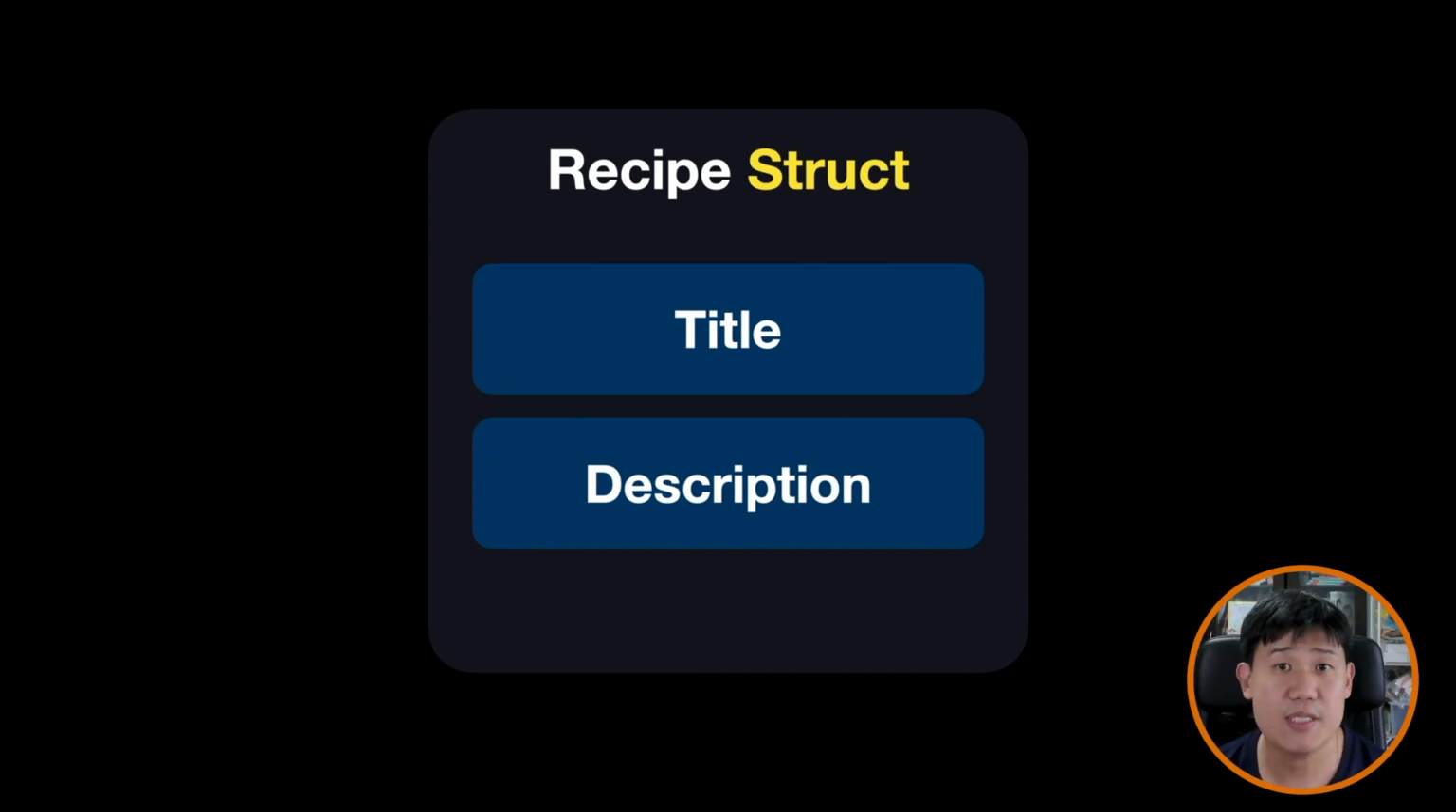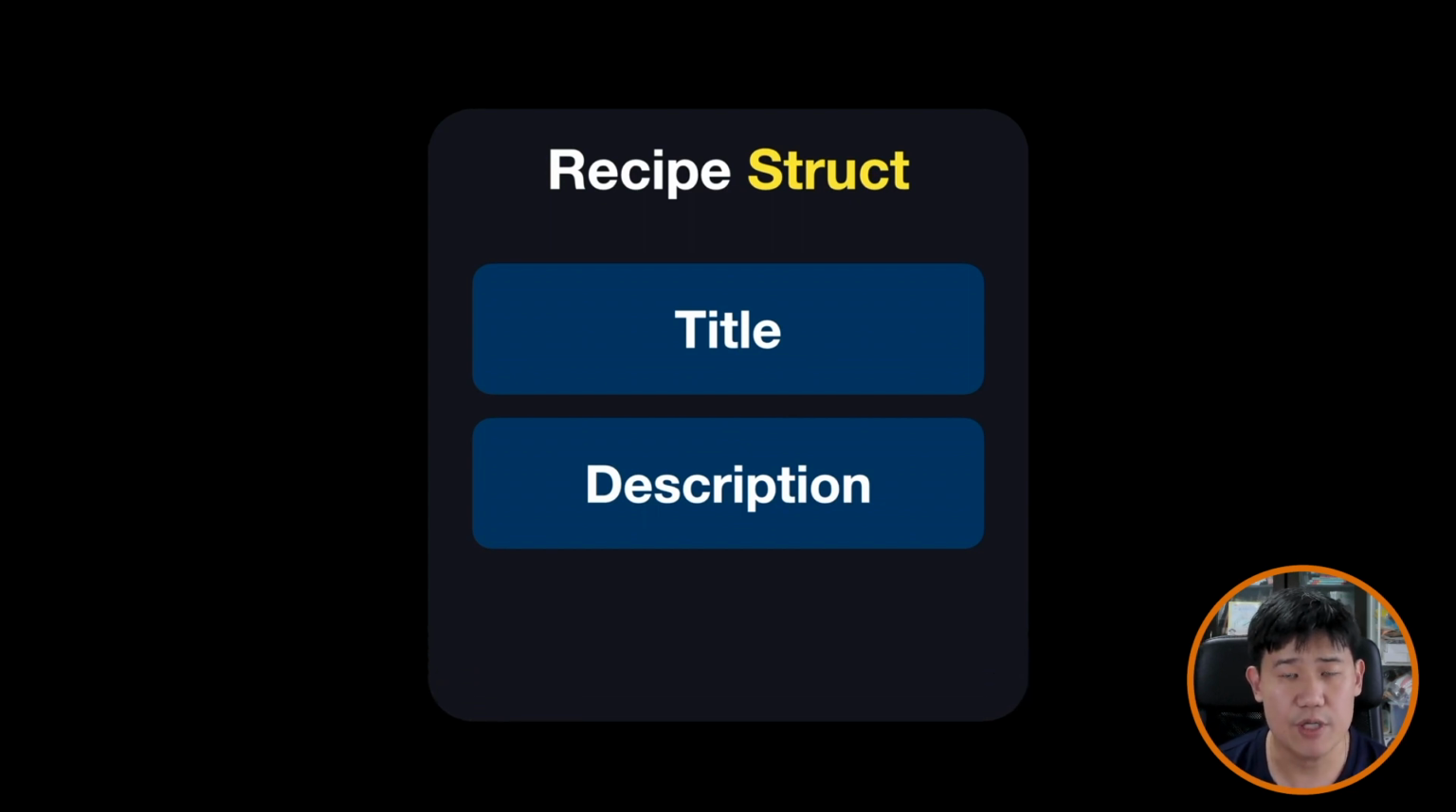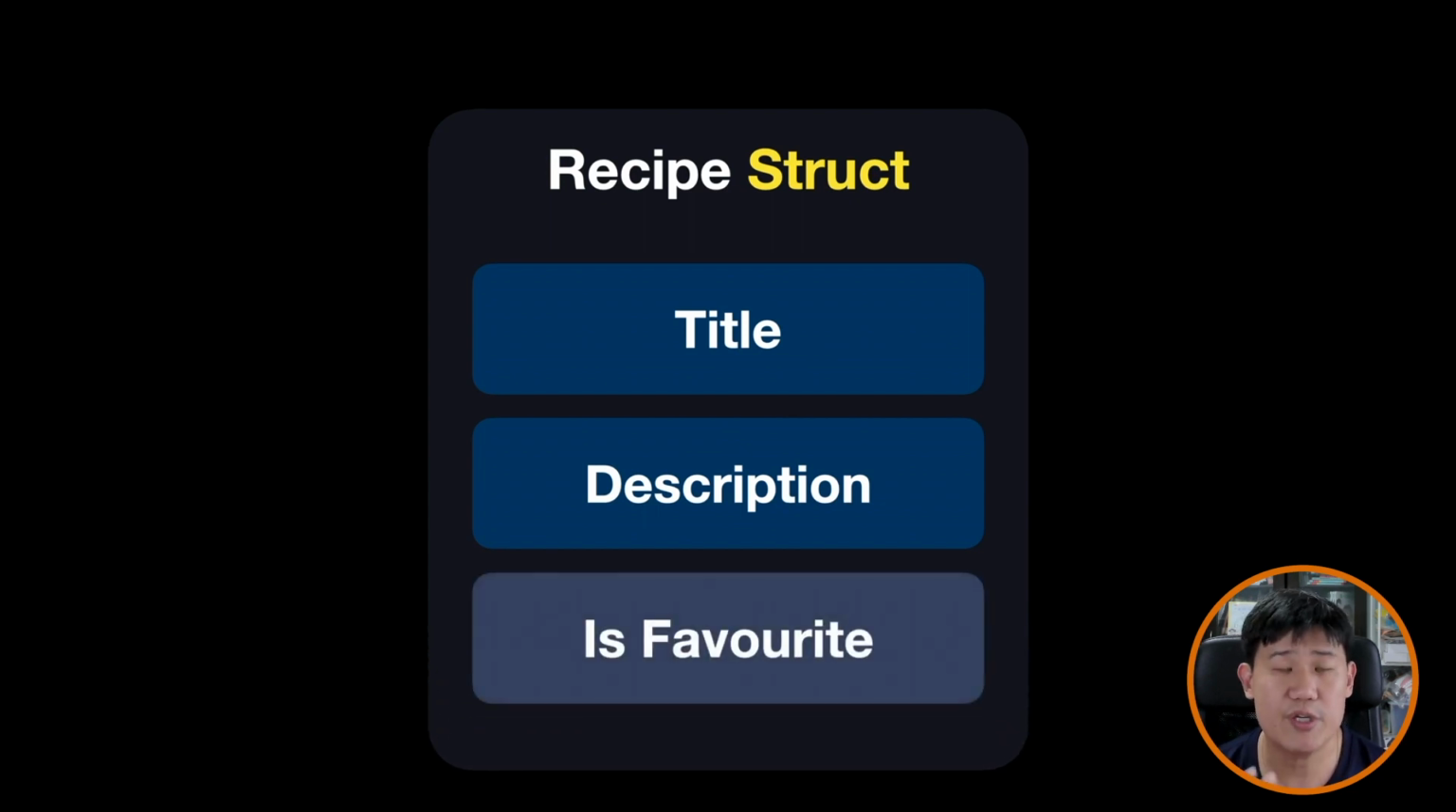One advantage of this is that if you want to add more properties, that's very easy. For example, if you want to let someone choose whether this is a favorite recipe of theirs, you can just add it to the struct. And every time you create this recipe, that property will be right there waiting for you.